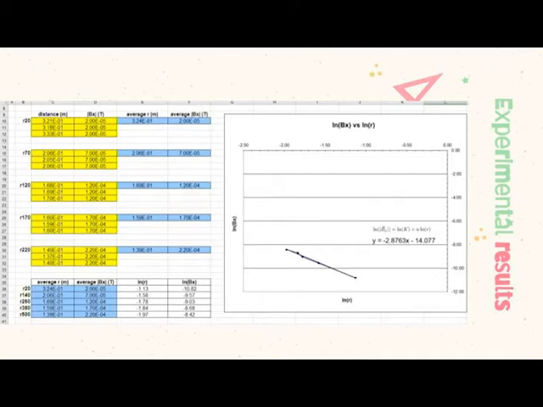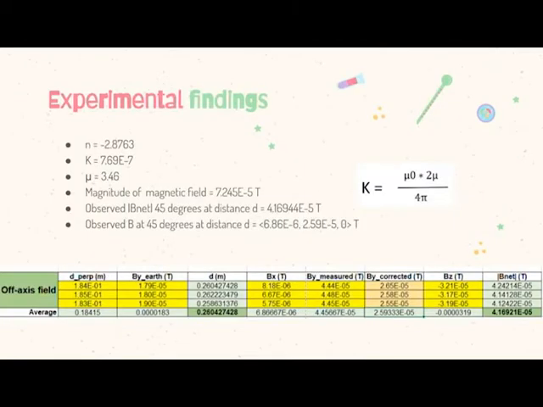The y-intercept of my line of best fit, negative 14.077, is equivalent to ln k. When you solve for k, this gives us the value 7.69 times 10 raised to the negative 7. To solve for mu, I use the formula to the right. This gave me a value of 3.46.